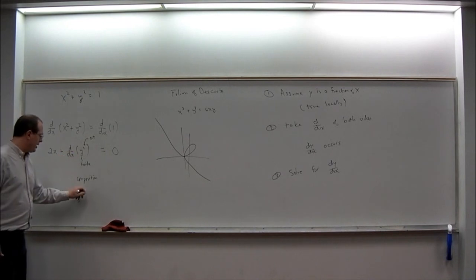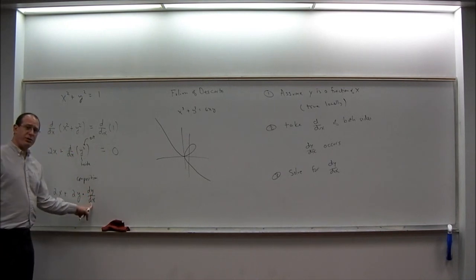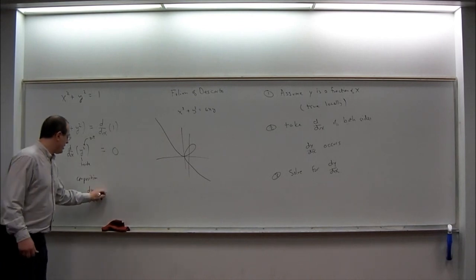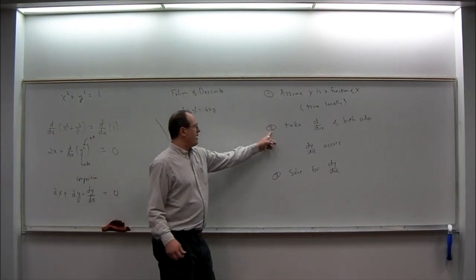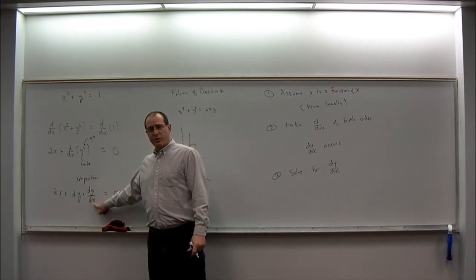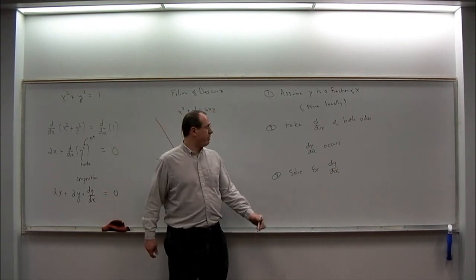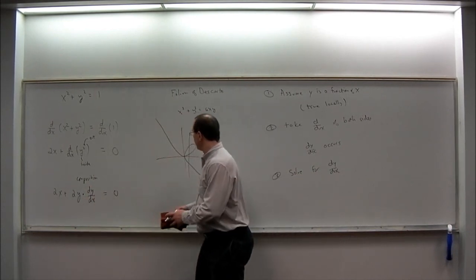The inside is y, its derivative is dy dx. It's that which we are searching for, dy dx. And that is equal to 0. So that is step 2. Then, as mentioned, when you're doing step 2, the symbol dy dx occurs. Here it occurs in one place. And step 3 is to algebraically solve for the symbol dy dx.